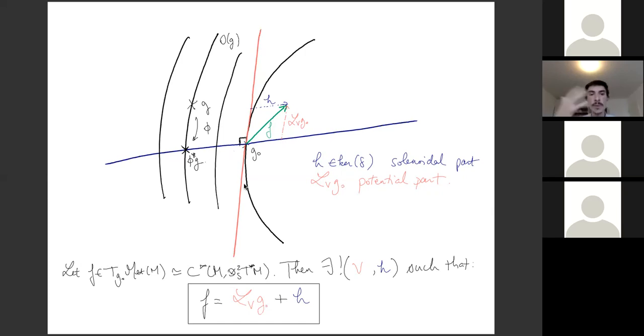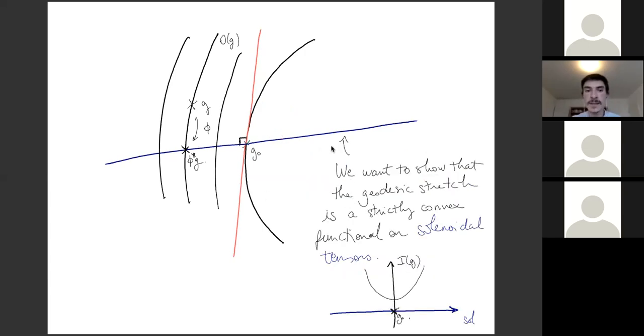Okay, so remember, the main claim was that the geodesic stretch functional was strictly convex on the set of solenoidal tensors, on the moduli space of isometry classes. Now, using this picture, what does it mean exactly? Well, it means that if we restrict the geodesic stretch functional to this blue space of solenoidal tensors, it is now sufficient to prove that this functional is strictly convex in restriction to this blue space. So in other words, I'm trying to prove this.